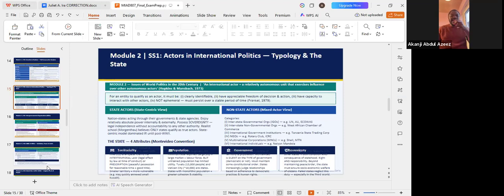Number 3, they challenge the state authority. Like the terrorist organizations, Boko Haram, Al-Qaeda, all these terrorist organizations, all these cartels, like in Brazil and most South American countries. They are also non-state actors because they challenge the authority of the government. When the government says A, they say Z.